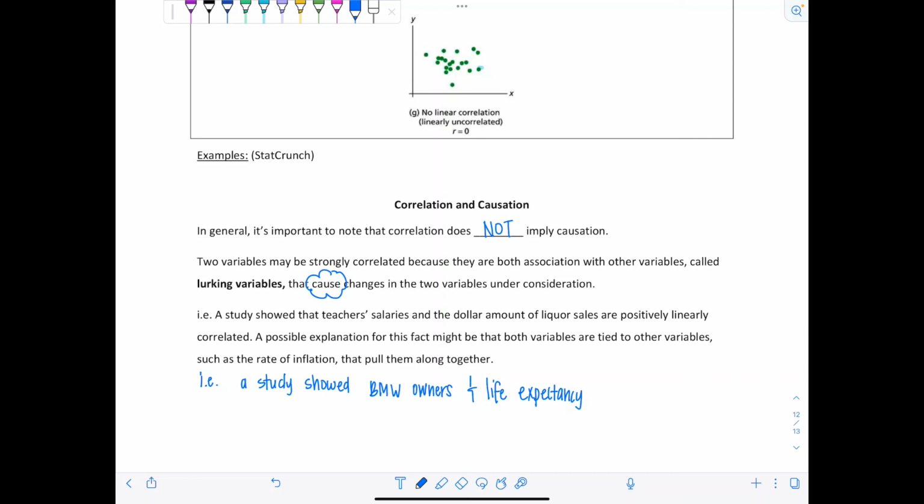So just because there's a correlation between two variables doesn't mean that one of them causes the other one to behave that way, okay? All right, now let's get into StatCrunch, and we're done with chapter 14.